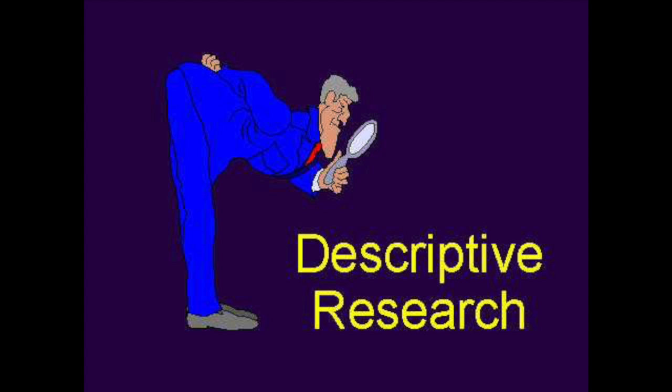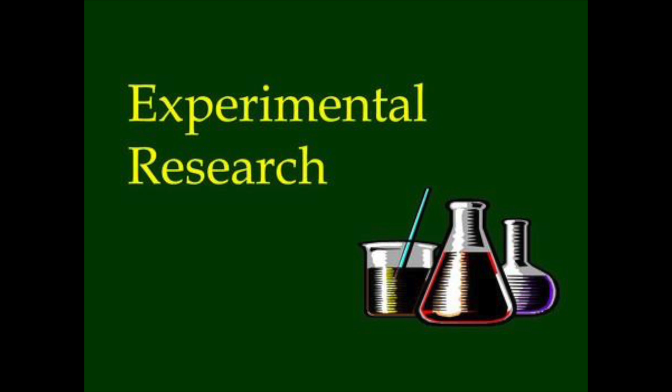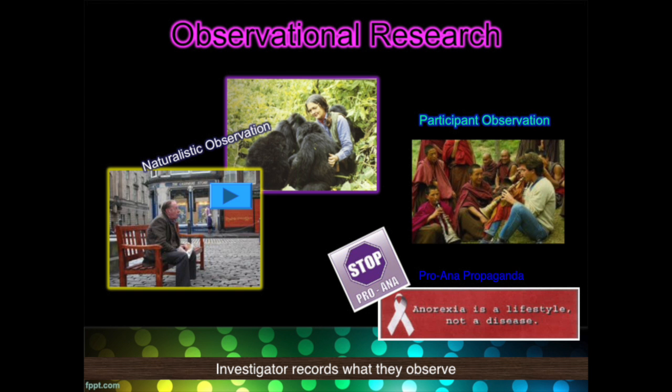And then there is experiments, which does involve manipulation, and we'll talk about that later. So let's look at the different types of descriptive research. There is naturalistic observation, there is participant observation, and we'll talk about some more descriptive research momentarily, but let's start by taking a more in-depth look at naturalistic observation.